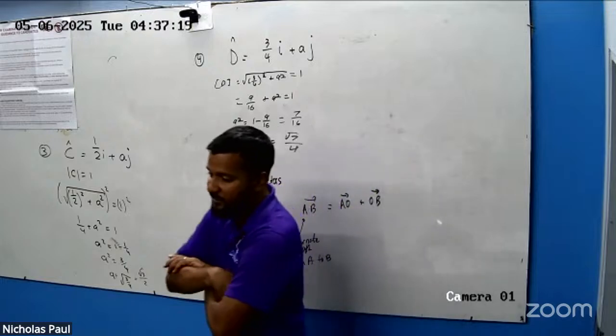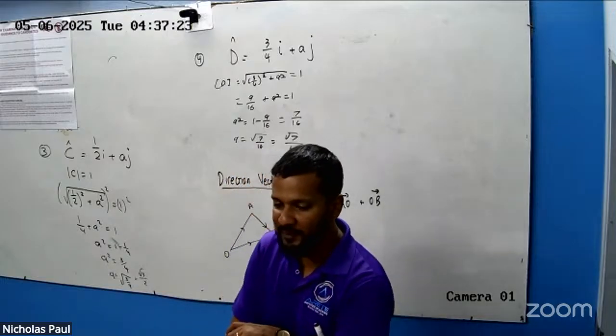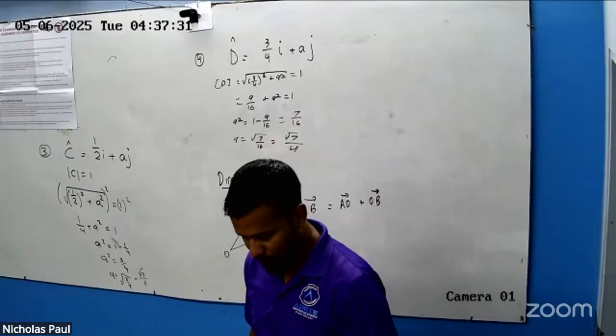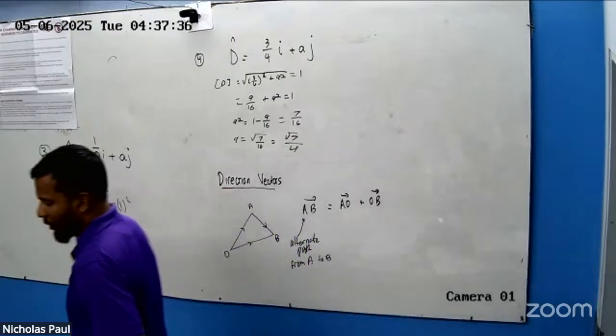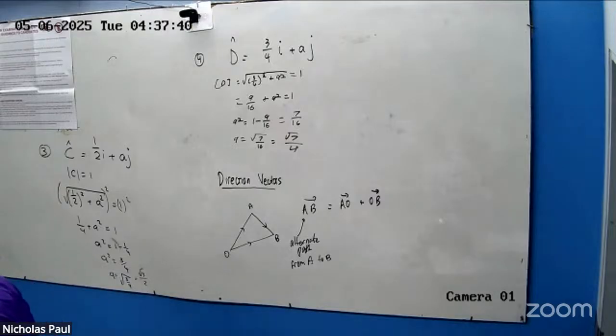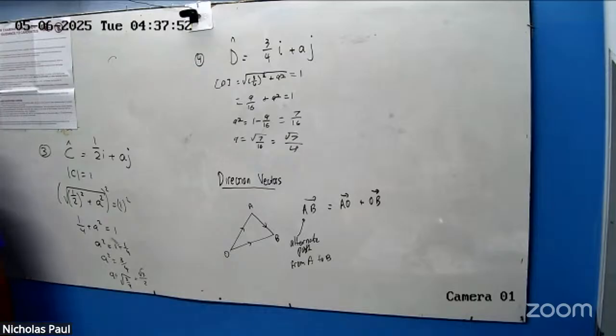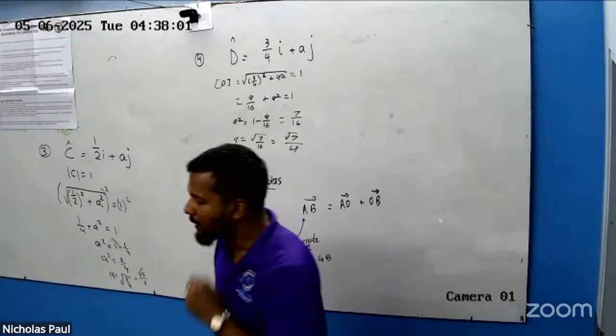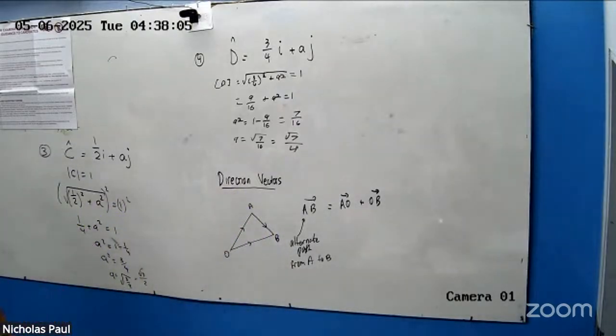Okay, so make a note of this first. To find an unknown vector, we must find an alternate path from the first letter to the second, following the triangle or shape given.